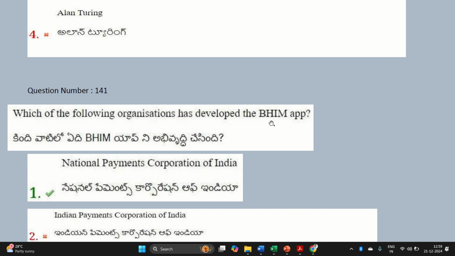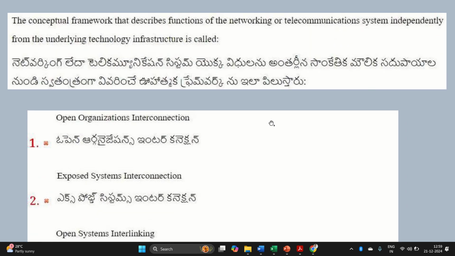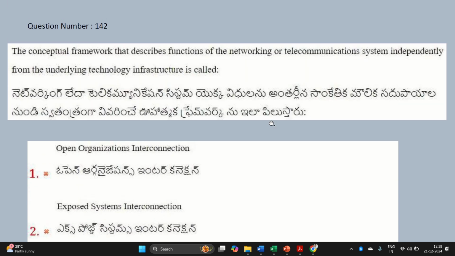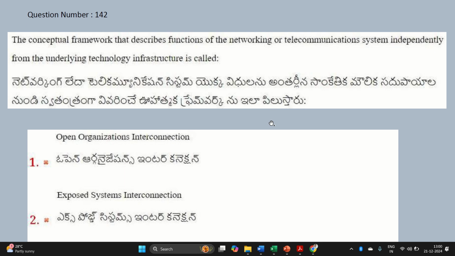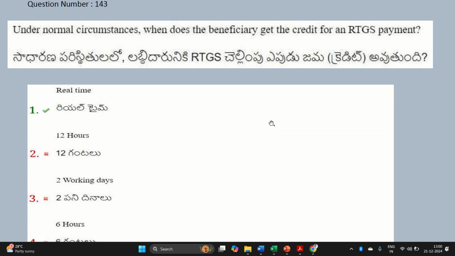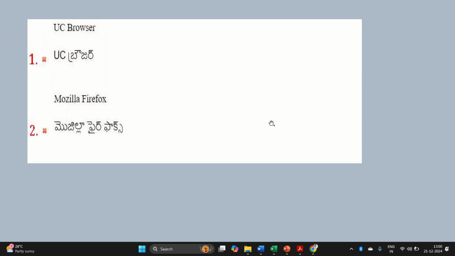Which of the following organizations has developed the BHIM app? National Payments Corporation of India. The conceptual framework that describes the functions of a networking or telecommunication system independently from the underlying technology infrastructure is called Open System Interconnection.